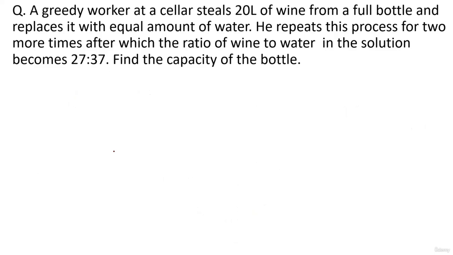A greedy worker at a cellar steals 20 liters of wine from a full bottle and replaces it with equal amount of water. He then repeats this process for 2 more times, after which the ratio of wine to water in the solution became 27:37. Find the capacity of the bottle. So what we can do is, you can assume the capacity of the bottle to be, let's say, v liters, suppose.